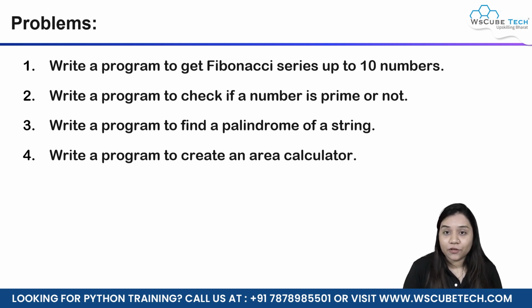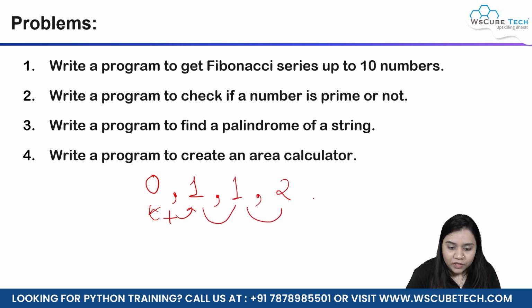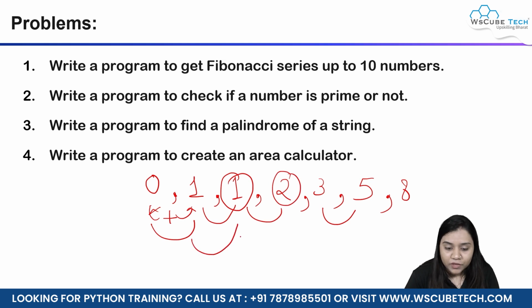So I'll give you an example over here. As I said, the first value should be 0, second value should be 1. Now the third value will be the addition of these two, so it will be 1. Now 1 plus 1 will be 2, 2 plus 1 will be 3, 2 plus 3 will be 5, 3 plus 5 will be 8, and it keeps going on. This is called Fibonacci series, where the next number is the addition of the previous 2 numbers, then again the next number is the addition of the previous 2 numbers.